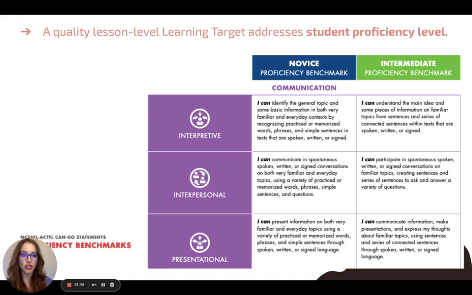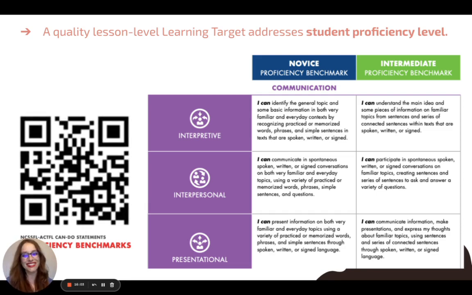If you would like to know more about this chart or what students can do at different proficiency levels, you can check out the NCSSFL-ACTFL Can-Do statements. Guessed it, there's a QR code for that. You can see the document right away where this graphic comes from.